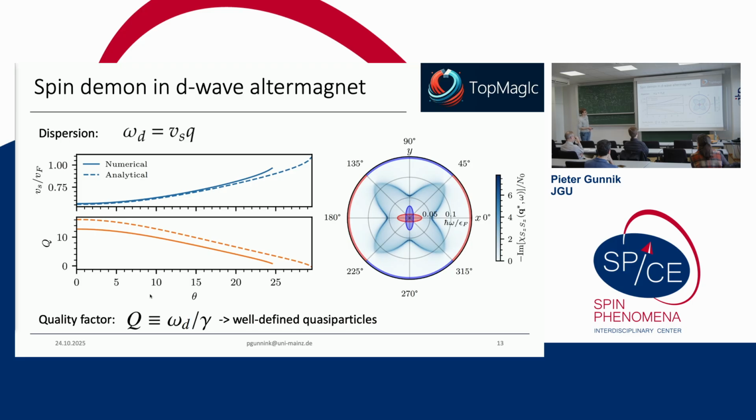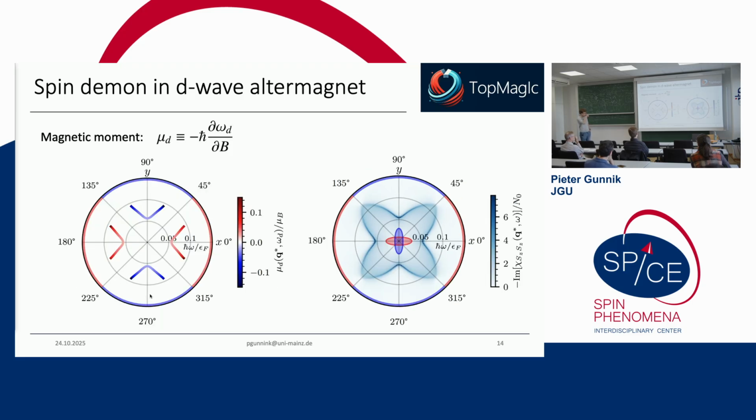Right, so I promised you that this was an altermagnetic spin demon. The way we show this is that we ask the question, if we now apply a magnetic field along the Néel vector, what is the change in energy of our spin demon? That's formally just the same as asking what is the magnetic moment of this spin demon? If we calculate this numerically or analytically, we can very clearly see that depending on where you sit in this altermagnetic spin split plane, the sign of this magnetic moment switches as you rotate through the plane. And this is why we claim that this is an altermagnetic spin demon, and it carries over all these symmetries.